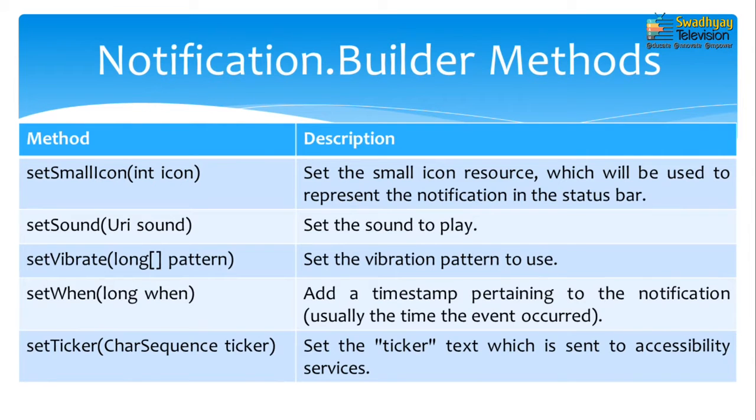Then we have the setSound method, which takes a URI as a sound and it specifies the sound that is played when the notification is generated. Then we have the setVibrate method, which takes a long array as an argument and it sets the vibration pattern to use. That means, the rhythm of vibration is specified in a long array, that we discuss shortly. Then we have the setWhen method, which specifies a timestamp pertaining to the notification. So, when these notifications should be generated is specified by the setWhen method.